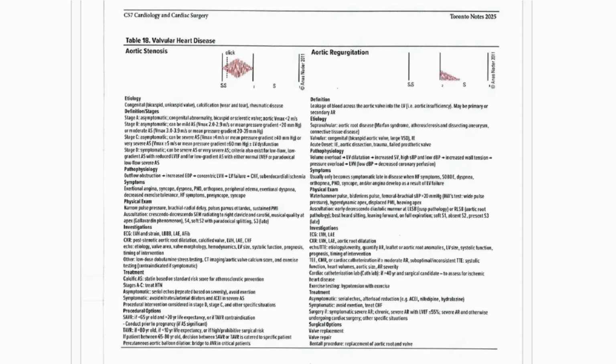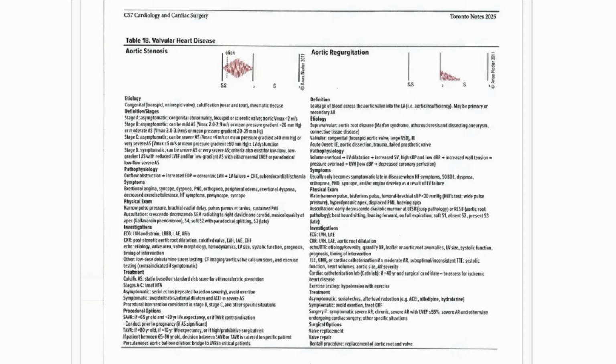Now let's move to the second half of Table 18, which discusses aortic regurgitation. This condition occurs when the aortic valve fails to close completely, allowing blood to flow backward from the aorta into the left ventricle during diastole. The phonocardiogram demonstrates the classic early diastolic decrescendo murmur.